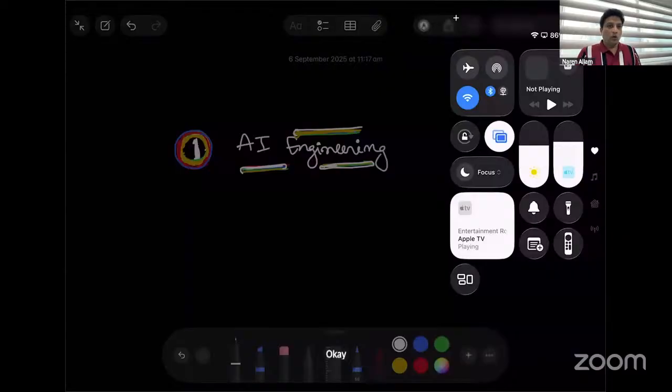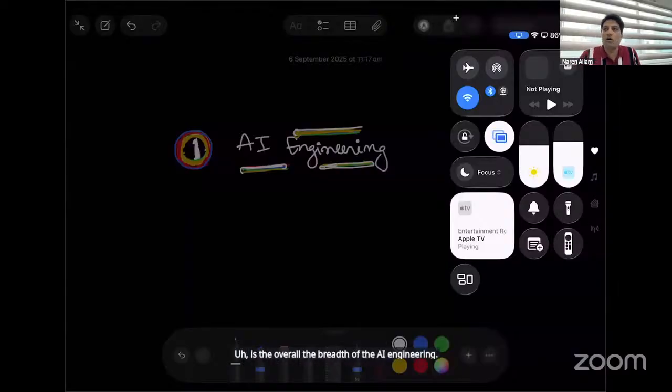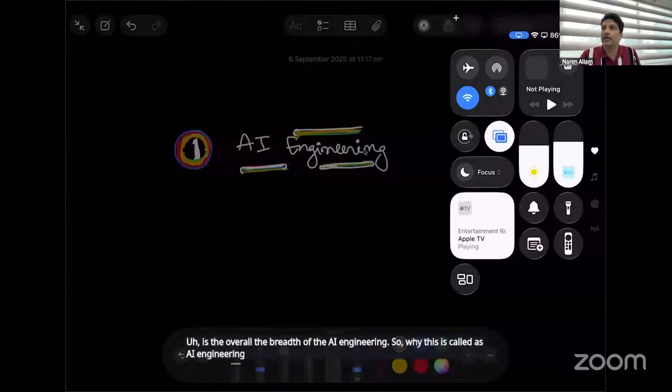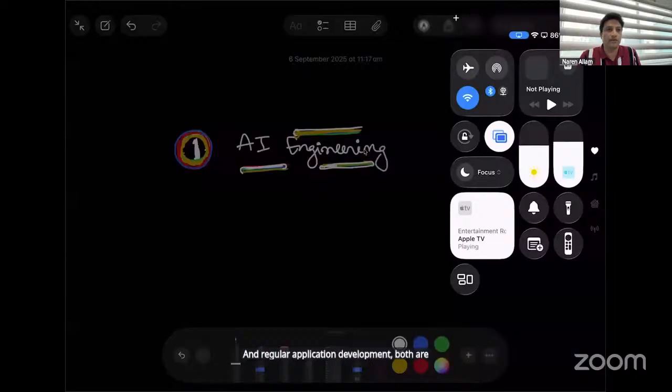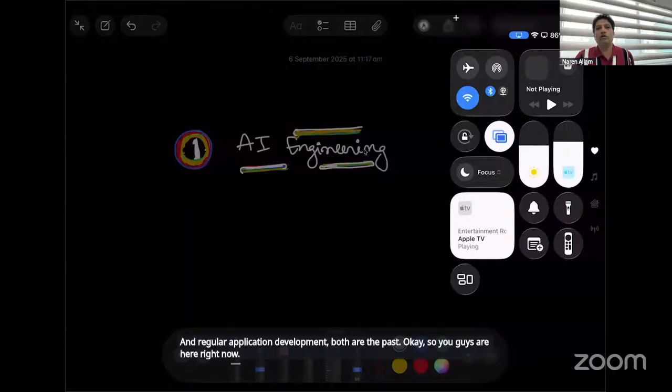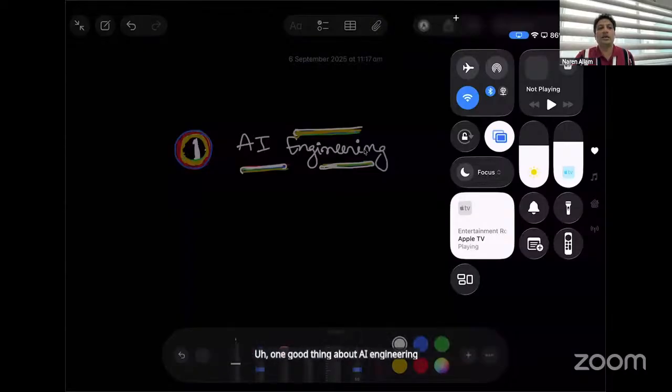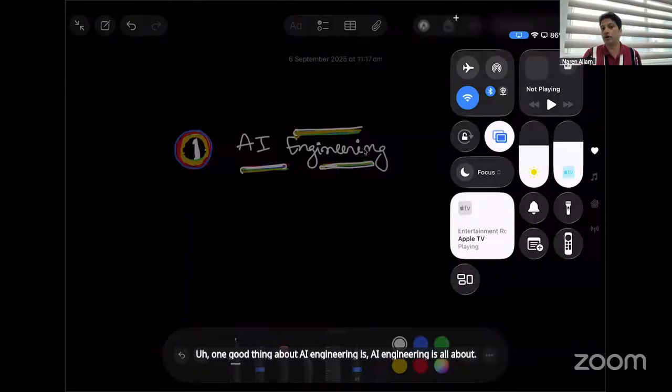What we have been listening to so far is the overall breadth of AI engineering. Why is this called AI engineering? Simply see, machine learning and regular application development are both the past. So you guys are here right now. One good thing about AI engineering is that it is all about application development only.